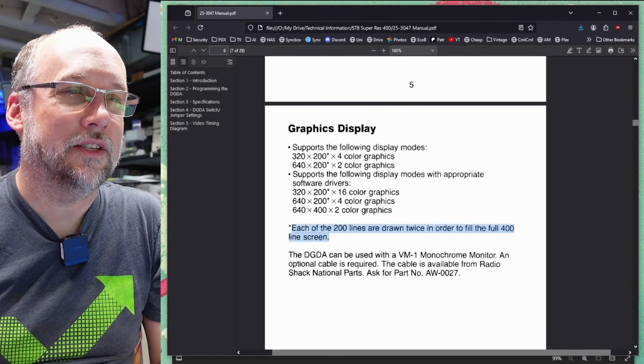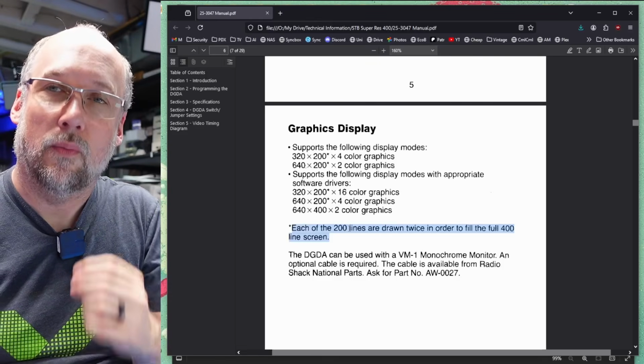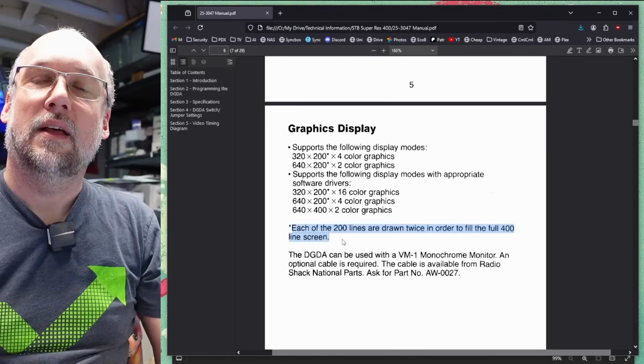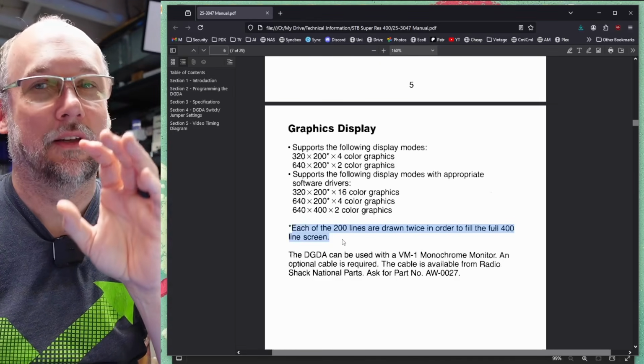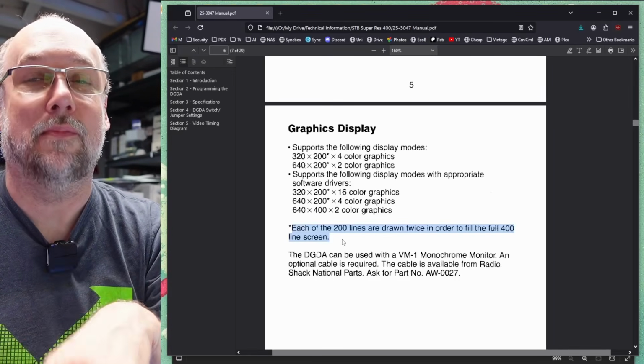Now see here this asterisk. Each of the 200 line modes is line doubled to make it work with the 400 line monitors. That's actually a really key point. That tells us that the monitors that were designed to plug into this were not multi-frequency like EGA monitors were.